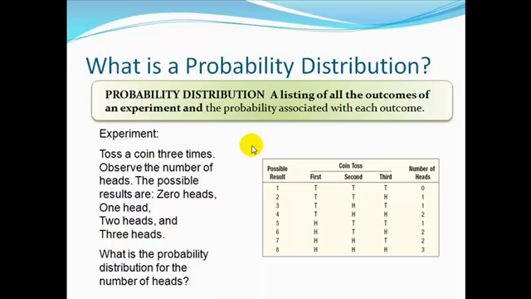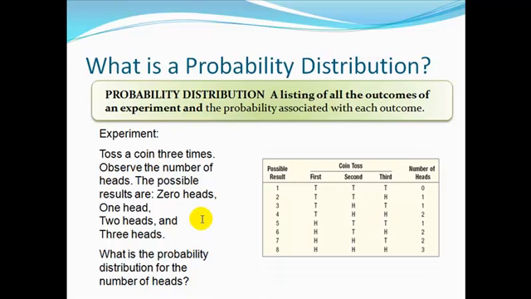For example, we're going to do an experiment by tossing a coin. Toss a coin 3 times. Observe the number of heads. So the possible results are 0 heads, 1 head, 2 heads, and 3 heads. What is the probability distribution for the number of heads?